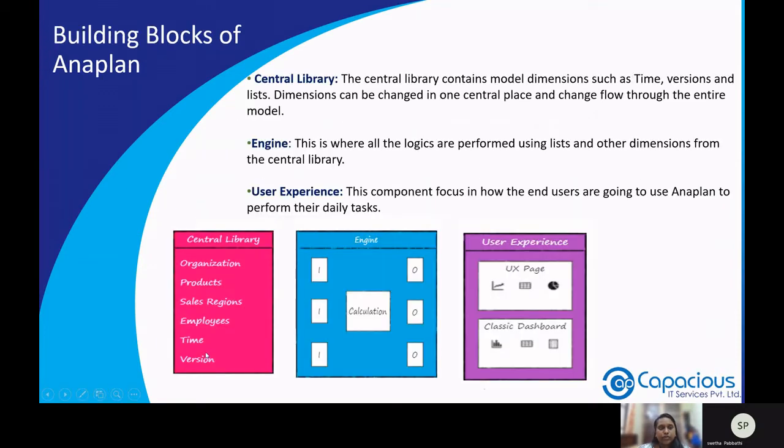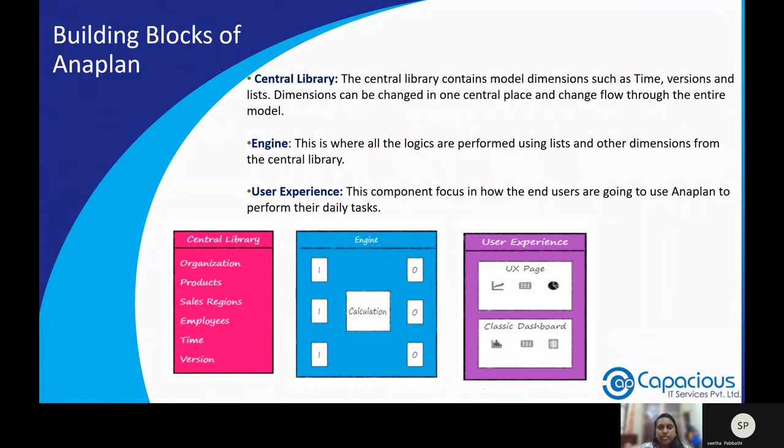Next is the building blocks of Anaplan. In these building blocks, we have three major types: central library, engine, and user experience. These make a major contribution to performance in the Anaplan concept. First, I'll start with the central library.